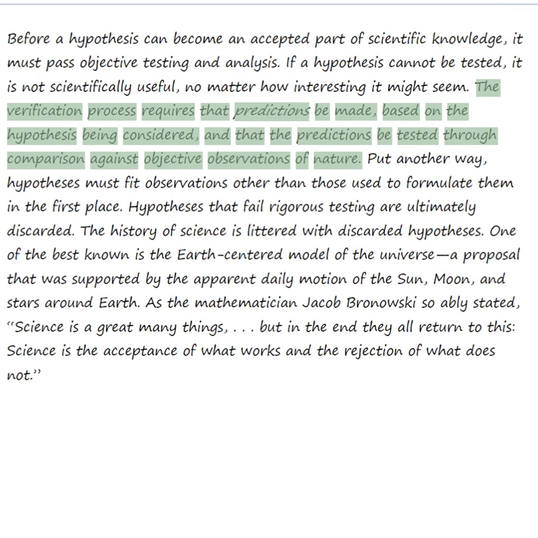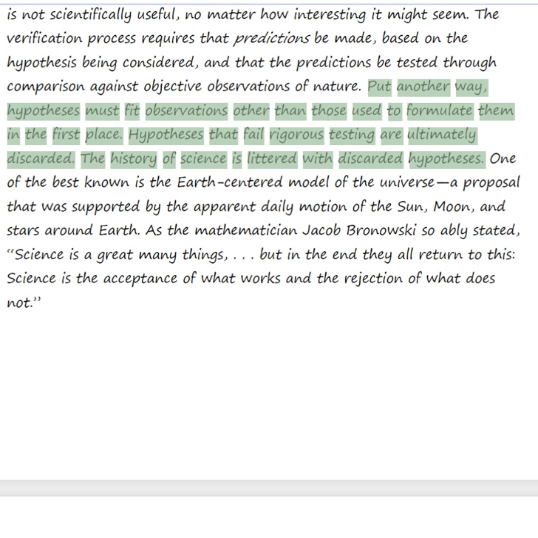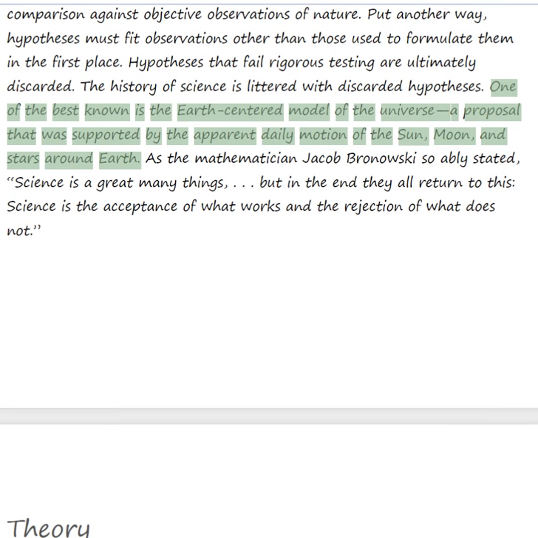The verification process requires that predictions be made, based on the hypothesis being considered, and that the predictions be tested through comparison against objective observations of nature. Put another way, hypotheses must fit observations other than those used to formulate them in the first place. Hypotheses that fail rigorous testing are ultimately discarded. The history of science is littered with discarded hypotheses. One of the best known is the Earth-centered model of the universe, a proposal that was supported by the apparent daily motion of the Sun, Moon, and stars around Earth.